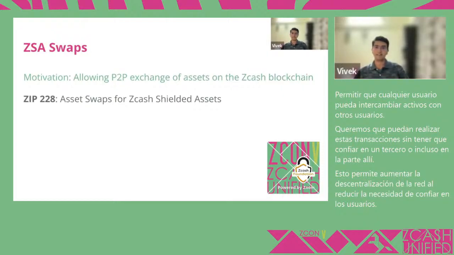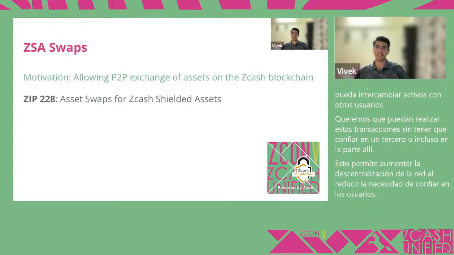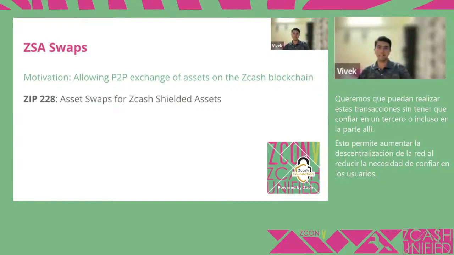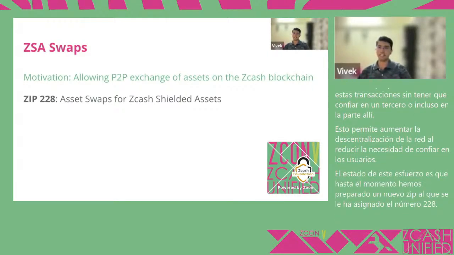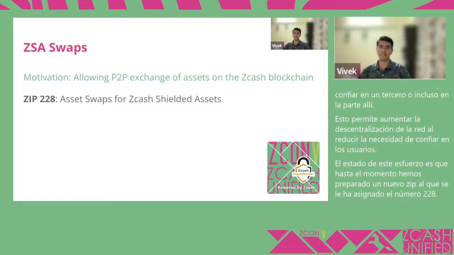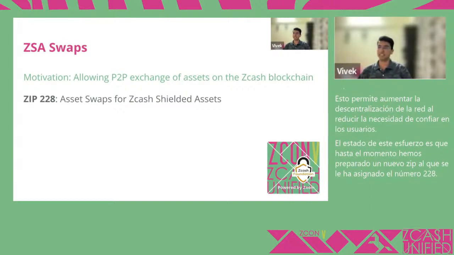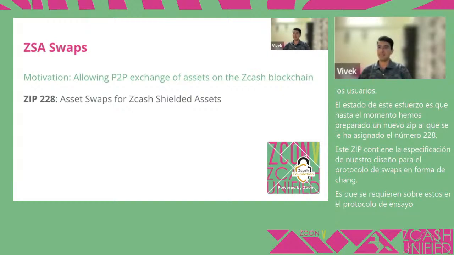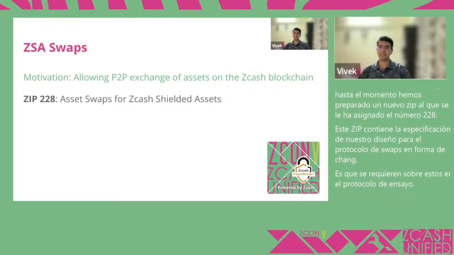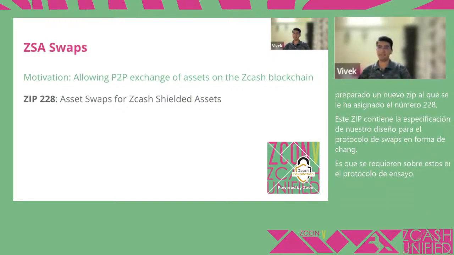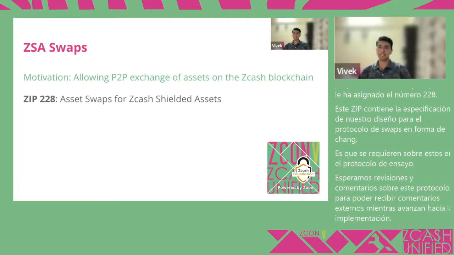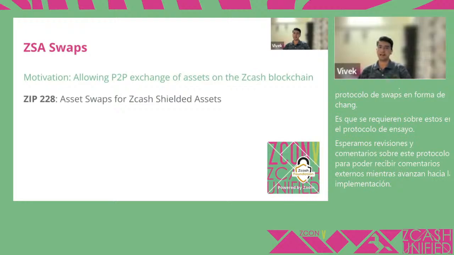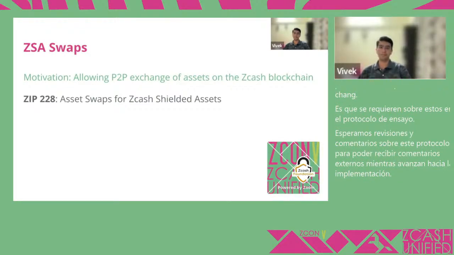The status of this effort is that so far we have prepared a new ZIP, which has been assigned number 228. This ZIP contains the specification of our design for the swaps protocol in the form of changes that are required over the ZSA protocol. We are looking forward to reviews and comments on this protocol so that we can get some external feedback while we move towards implementation. This will also reduce the chance of double effort that might occur if design changes are suggested after implementation is well underway.